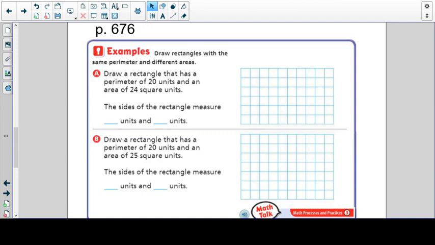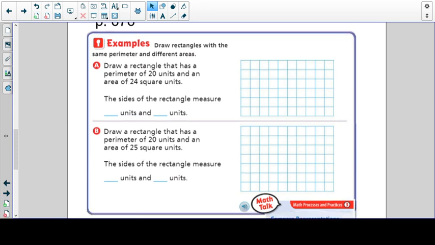Okay, moving right along. On page 676, there's an example up there at the top that I want to go through. So we're supposed to draw rectangles with the same perimeter and different areas. Well, let's see what we can do here.